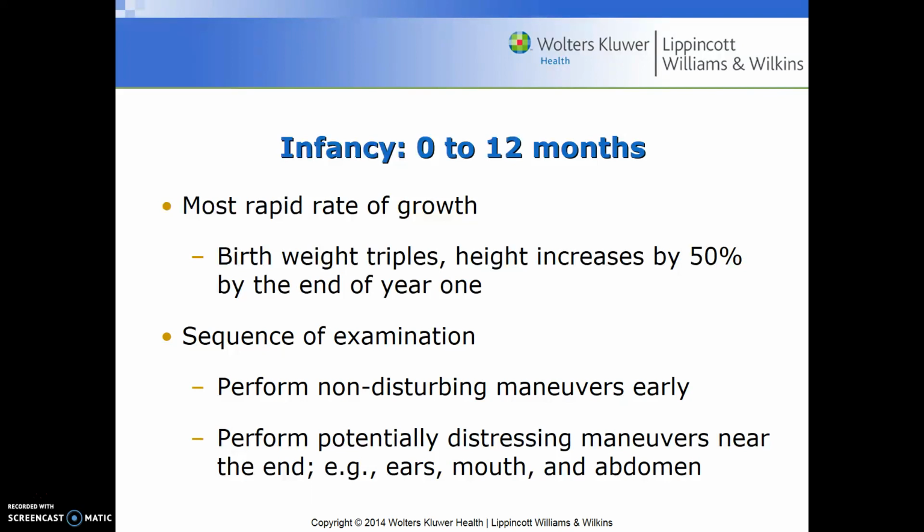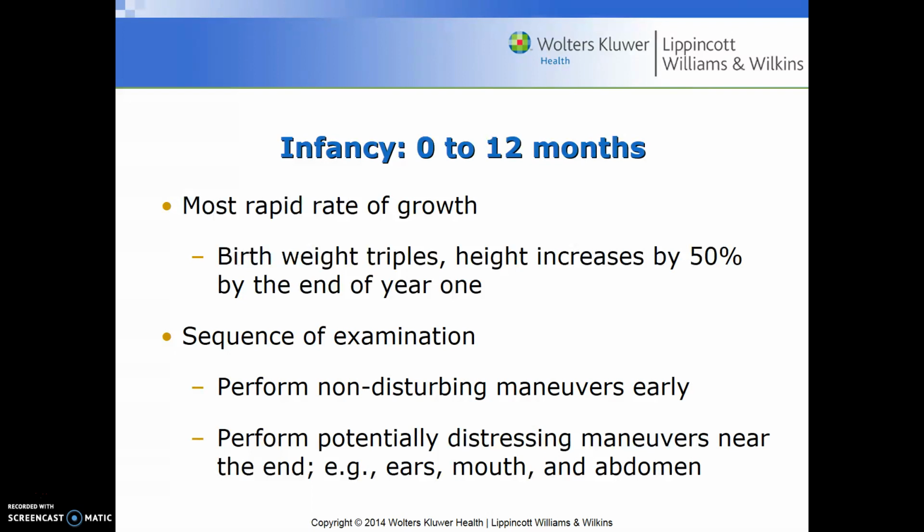So infancy. You'll note that in the book, a huge portion of that chapter is spent on infancy. And I think that reflects that it is the most rapid rate of growth, from 0 to 12 months. You know, about 6 months, the baby should double in weight. At the 12-month mark, these newborns are tripling their weight with a 50% increase in height. And it's really important in infancy to start non-disturbing maneuvers early versus potentially distressing maneuvers like looking in the ears and the mouth and palpating the abdomen.